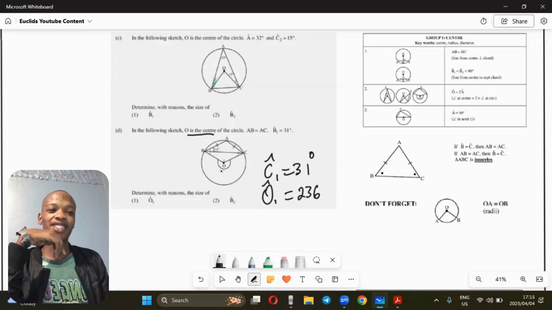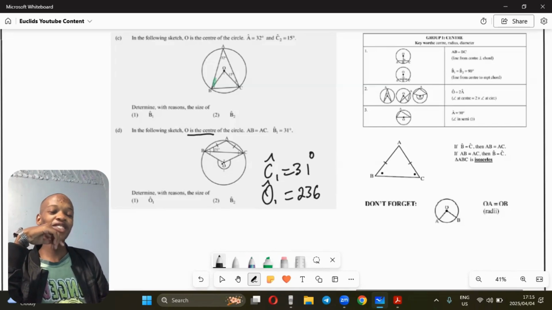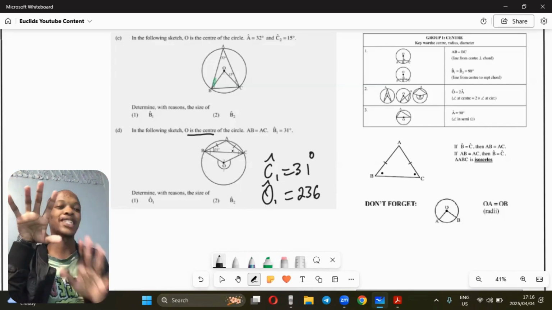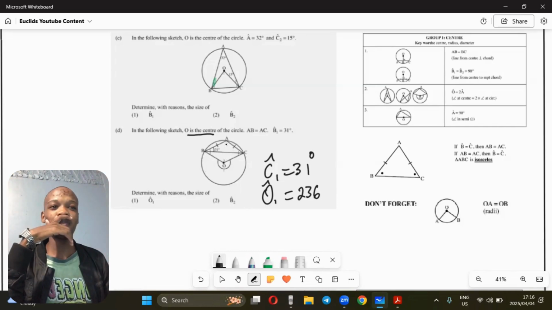Some of you will say it's a cyclic quad. Guys, you have to make sure the cyclic quad is touching the circumference 4 times. You see, this one is touching the circumference 3 times. This one is at the center. It's not touching the circumference. This is not a cyclic quad. Please refrain from doing that.